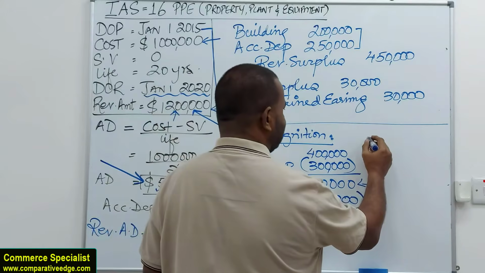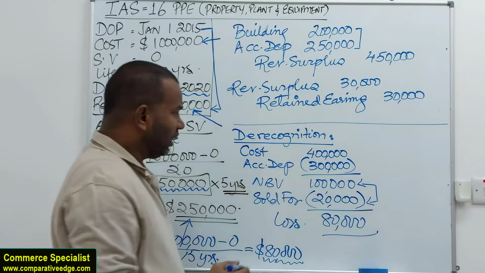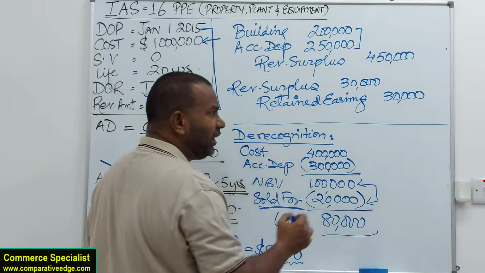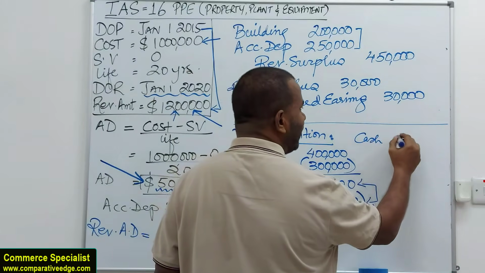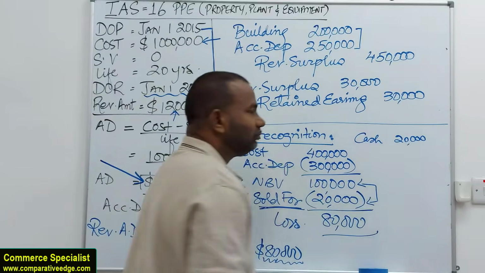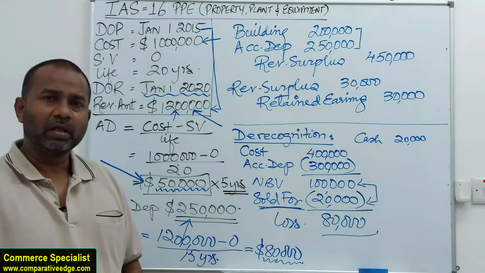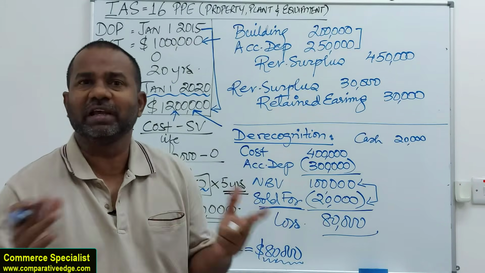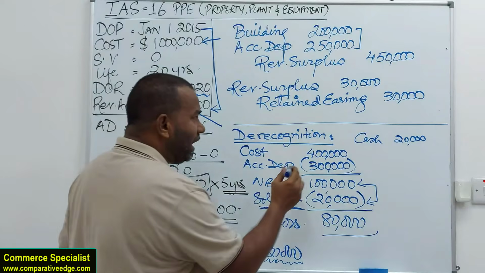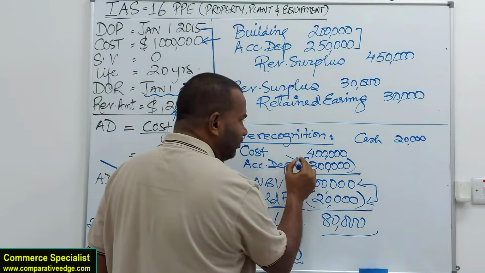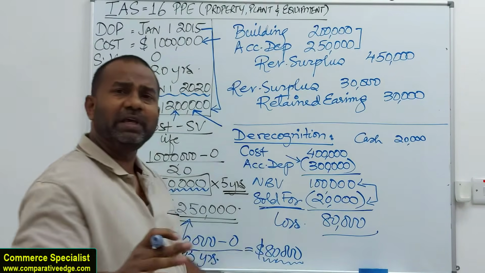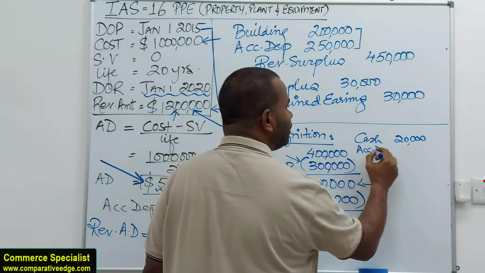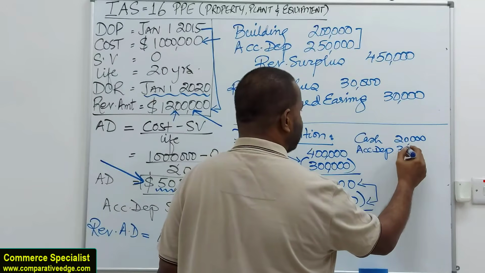It's pretty simple. Look, when you're selling, obviously you're getting money. How much you're getting? You're getting 20,000. Cash should be debited by 20,000. Whether you are revaluing the asset or you are de-recognizing it, you're selling it. All accumulated depreciation, depreciation calculated so far, is to be cancelled out, which means I will debit accumulated depreciation to cancel out, which is 300,000.